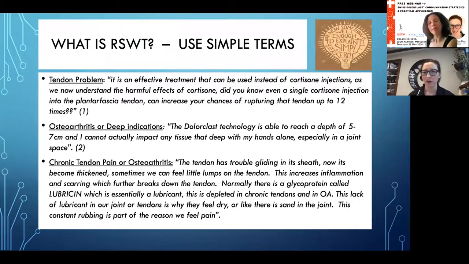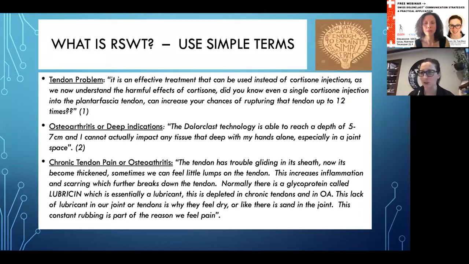So if we talk about chronic tendon pain or osteoarthritis, another example would be, the tendon has trouble gliding in its sheath. Now it's become quite thickened. Sometimes we can feel little bumps on the tendon, and sometimes patients will feel the bumps themselves and tell you, what's that lump in my Achilles? They'll ask you these questions. So this increases inflammation and scarring, which further breaks down the tendon. So the more lumps and the more rubbing of that tendon on the sheath, the more it damages the tendon.